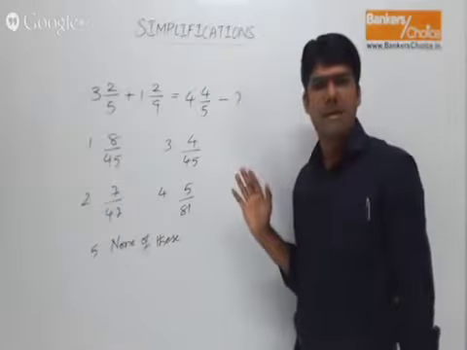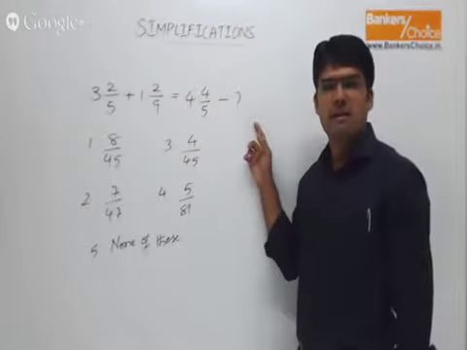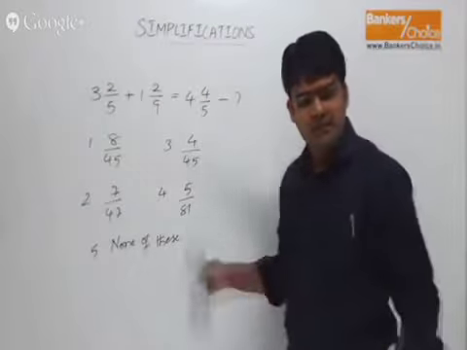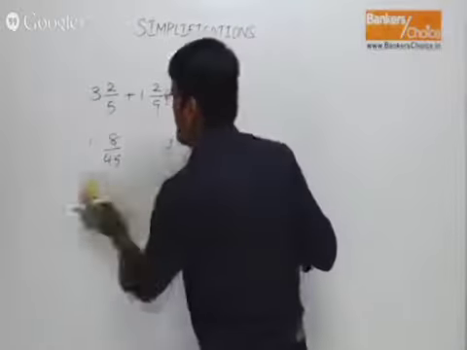24 by 5, 24 by 5, minus question mark. Right? Again, what do we do? The question mark goes on that side, and those two fractions are going to come on this side. So I'll just clear these options. Let's look at the solution.